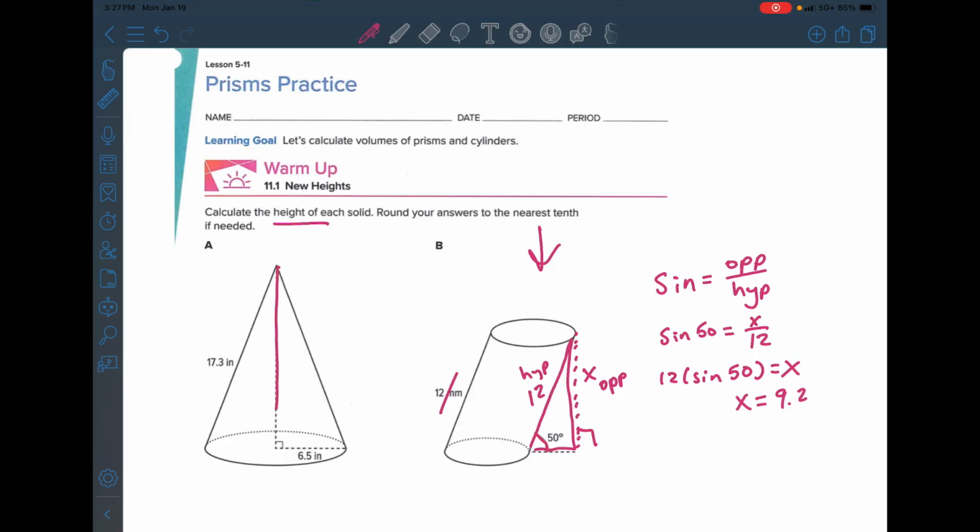Here's our triangle. Okay. And we know that this is 17.3. We don't know this. Well, we're not going to use trig on this one because we don't know any other angle except our right angle. We can use this.